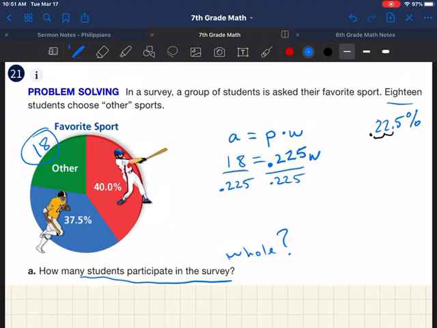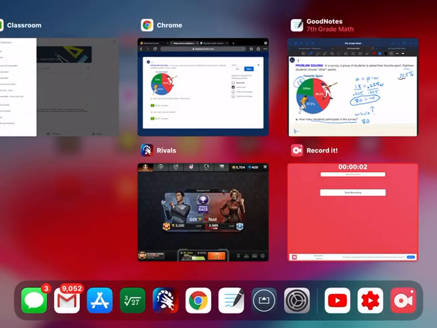Aren't you glad Mr. Hines let you use a calculator on this section? So I type in 18 divided by 0.225 on my calculator over here that you can't see, and I get 80. I encourage you to go ahead and try that on your calculator so you can see that it works. So how many students participate in the survey? 80.